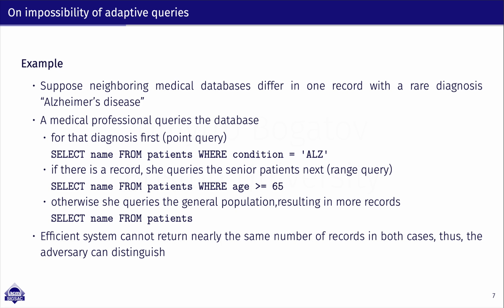Now imagine if an adversary knows these guidelines. She can then understand the answer to the first query by observing the result size of the second, and this will break the definition.